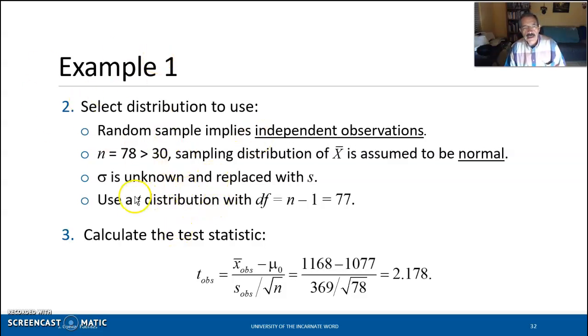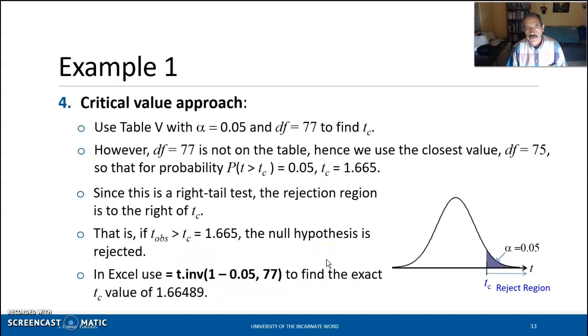So since we're using the t-distribution, this is the definition of the test statistic. What we do then is replace the known values into this equation, and we carry out the calculation. So the observed mean is 1,168. The value of the mean under the null hypothesis is 1,077. The standard deviation is 369, and the sample size is 78. So when you carry out this calculation, you will obtain 2.178. So this is the calculated value of the test statistic, or t observed.